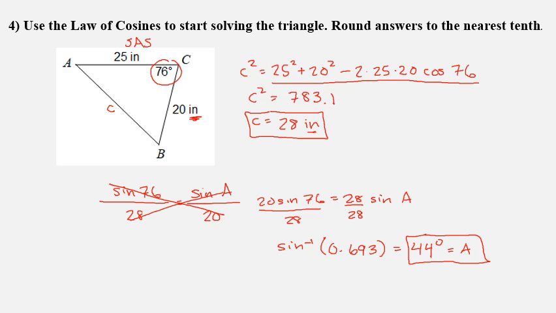Okay, so now we have, that was angle A. The only part we're missing now is angle B. Since we now know 2 of the 3 angles, we can just do 180 minus the 2 angles that we know, right? So we'll type that in the calculator, and we get 60 degrees. And that's our missing angle B. And we have solved the triangle.